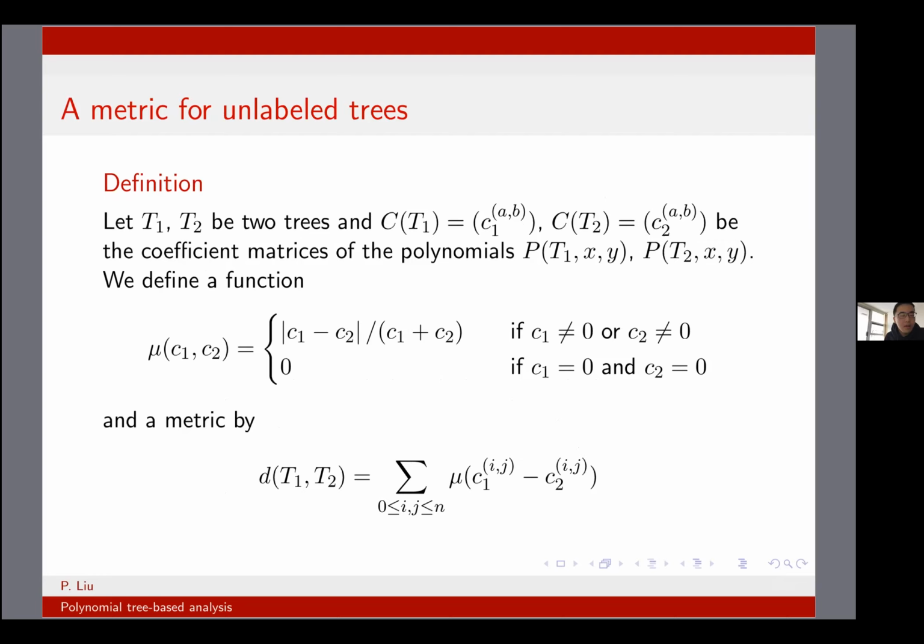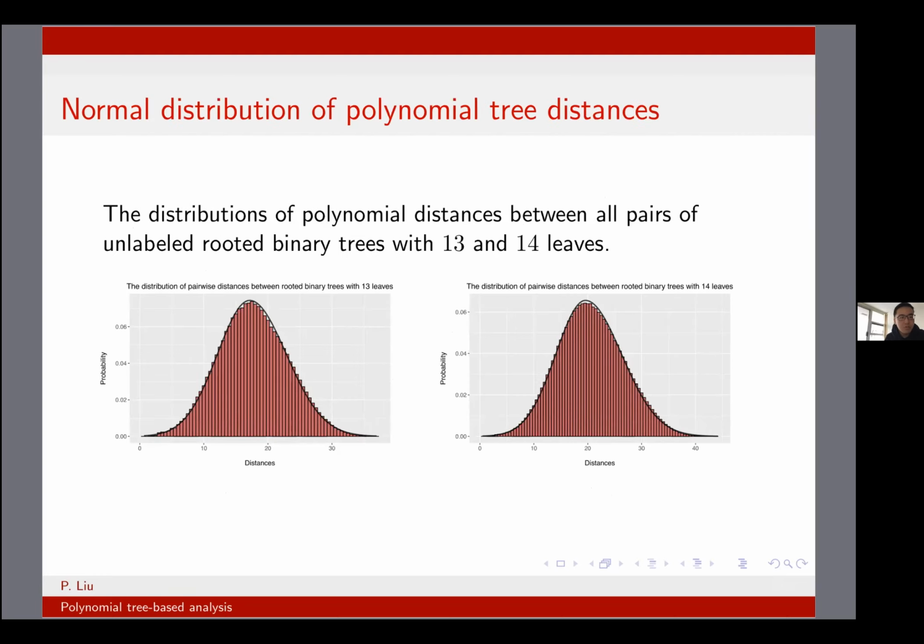So one thing is that the distribution of the polynomial distances between all pairs of unlabeled rooted trees forms a perfect normal distribution.